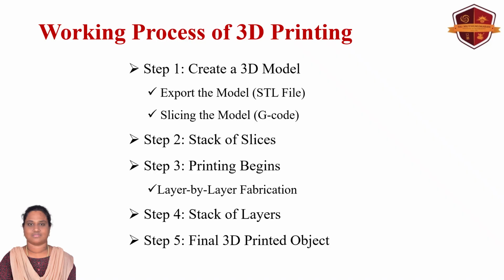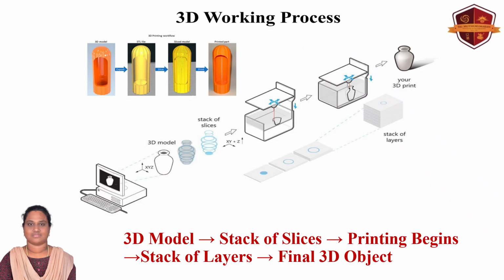I will explain this using a pictorial form. So the step 1 is creating a 3D model. The 3D object is designed using CAD software like AutoCAD, SolidWorks, Fusion 360, Blender, etc. So the object is first designed using a CAD software. This model is created in X, Y, Z coordinates, that is length, width and height. For example, a vase or container model as given in the picture.